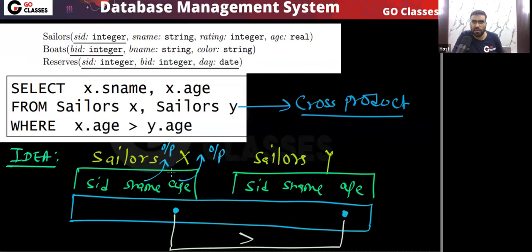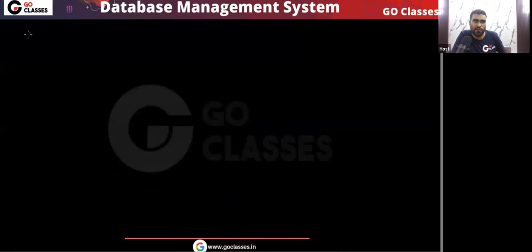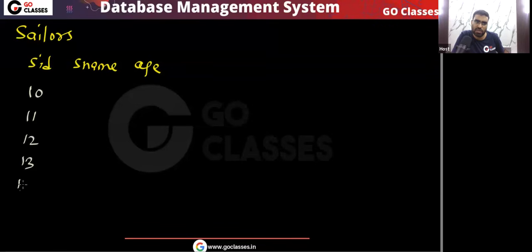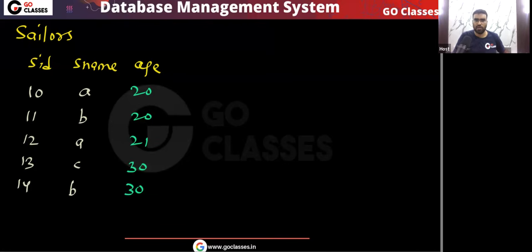Now you tell me, ultimately, what are we getting in the output? Now just see. If I give you the seller table, let's consider this table. Seller, I'm giving you SID, S name, age. Some tuples I'm giving you, for example 10, 11, 12, 13, 14. S name can be anything, it anyway doesn't matter. Let me just quickly write it: A, B, A, C, B. Now the age, let's assume that age is 20, 20, 21, 30, 30.